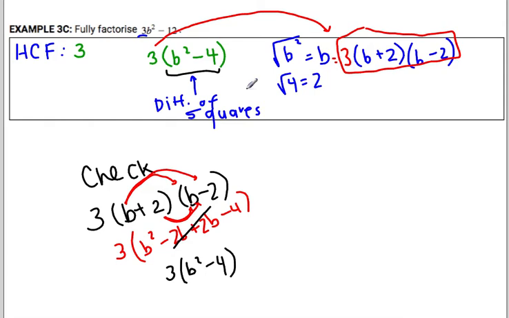Now if I distribute that 3 here, to get rid of my bracket finally, I'm going to have 3b squared minus 12. And that's what I started with up here. That was my original expression. So that tells me that I've done it properly.